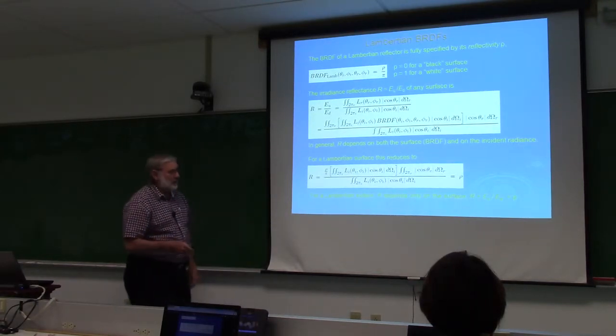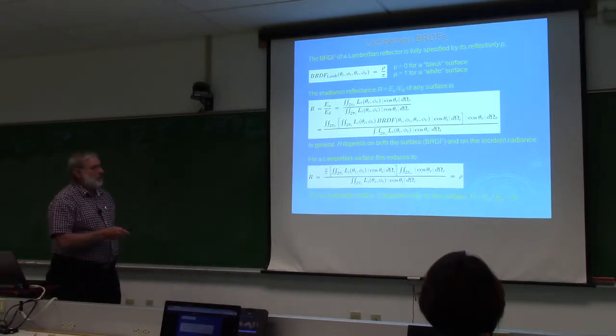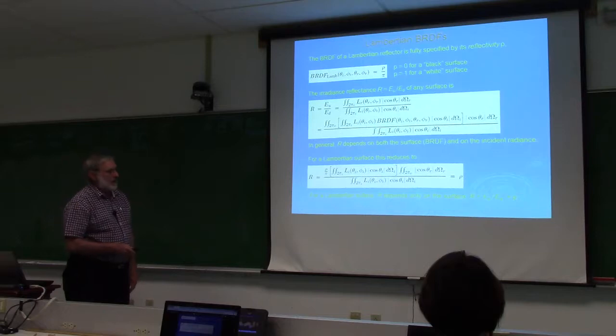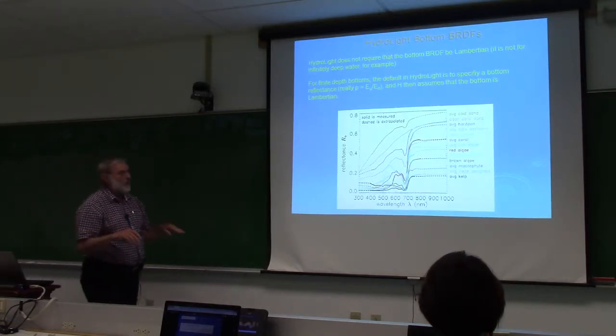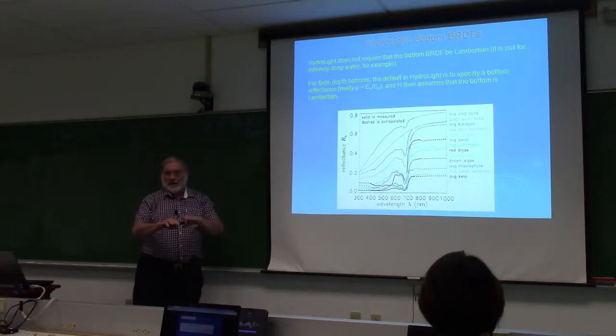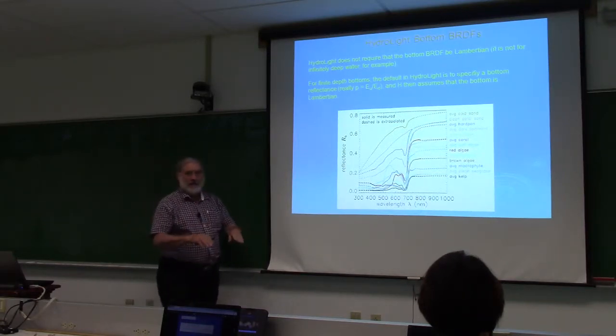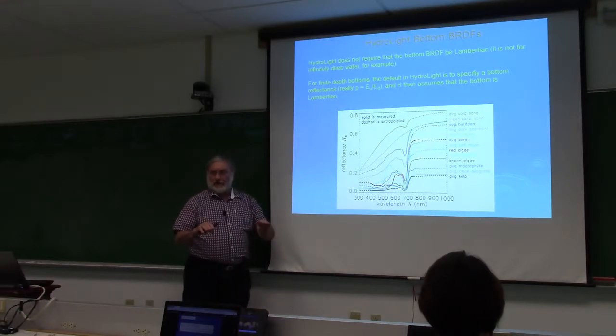So that's the nice result. In general, that's not true, but for Lambertian surfaces, it is. So the way HydroLight models bottom reflectances is it assumes, if you've got like a sand bottom, a seagrass bottom, whatever it is, it assumes the bottom is Lambertian.